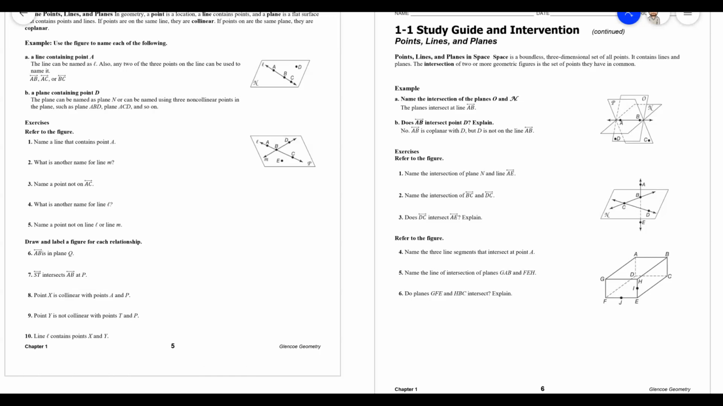And now we have point Y is not collinear with points T and P. So let's put T and P on a line. And what we have here is Y is not collinear with that. T and P live on that line. Y is not collinear with them. And then finally, line L contains points X and Y. So that's line L, and we have X and Y living on it. Okay, so this is part 1 of our study guide and intervention for section 1.1, points, lines, and planes.